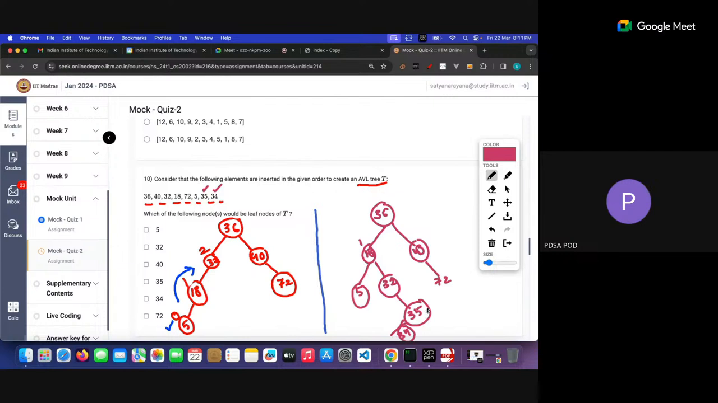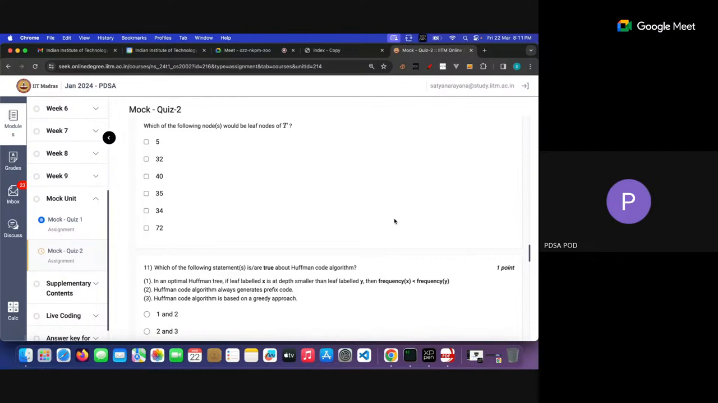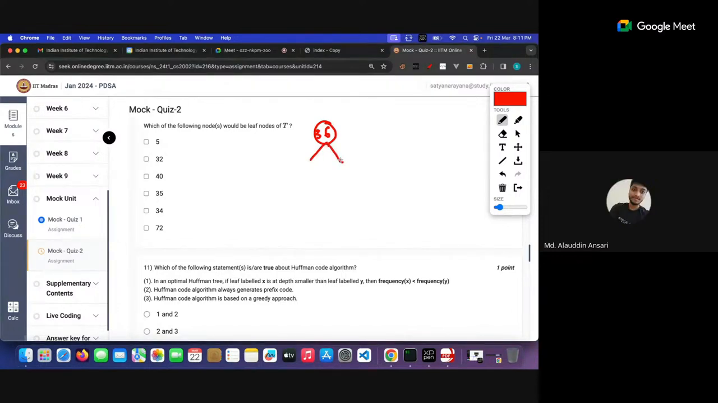Whenever this kind of problem arises, let me scroll down. Don't worry, my tree is gone, but even so there's no problem because I can easily draw this one. After 34 is added, our tree looks like this: 36, then 18 on the left, with 5 and 32. And 36 to the right has 40, and then 72. Up to here it is fine.